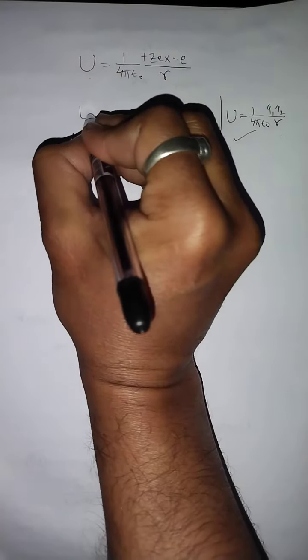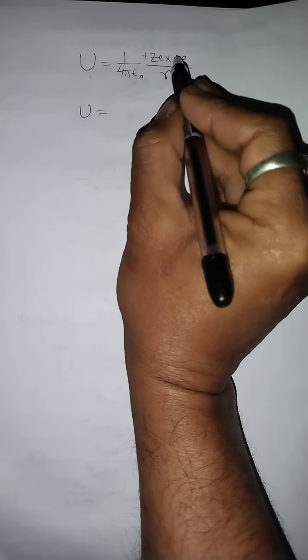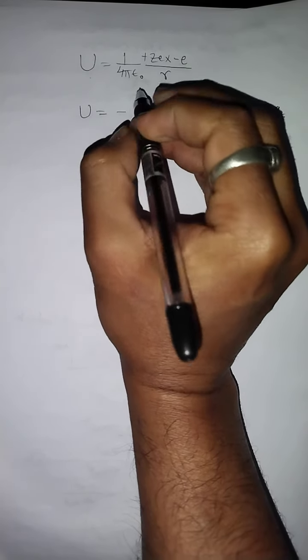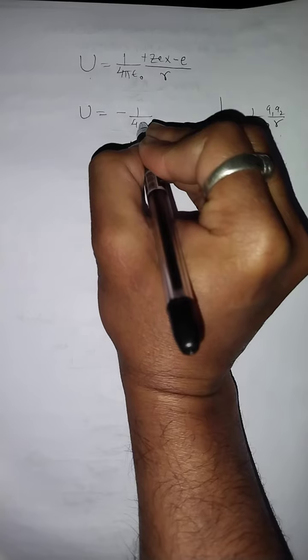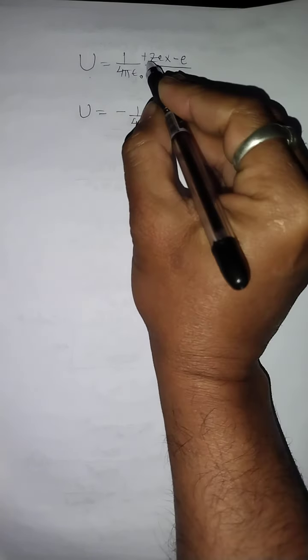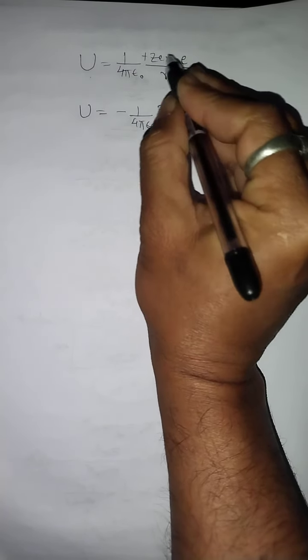So now from here we can write U equals, plus into minus is minus, minus 1 by 4 pi epsilon naught. Now Z, this is Z. Now e into e means what?